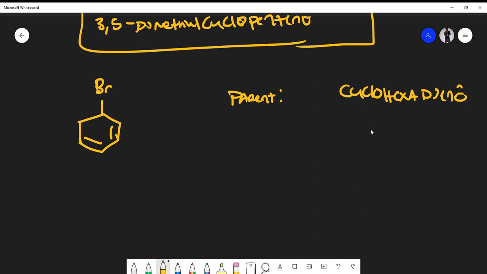So the parent would be cyclohexadiene, because we have two alkenes, right? So we have to have that diene, right? If it was a pentane ring with two double bonds, it would be cyclopentadiene. Now, because we have two double bonds, we have to label our double bonds accordingly. So where would we start counting from?